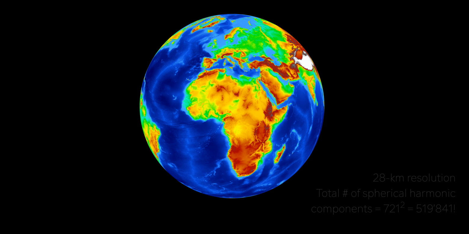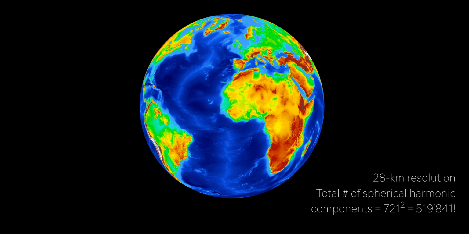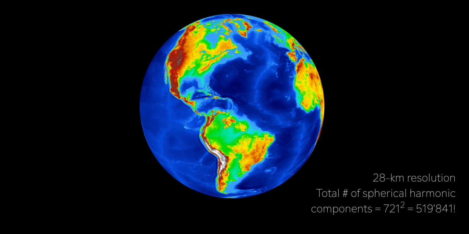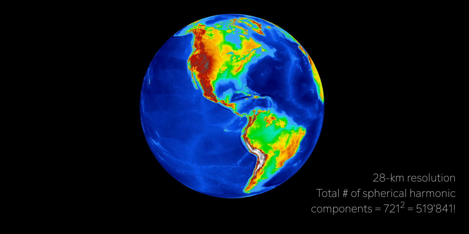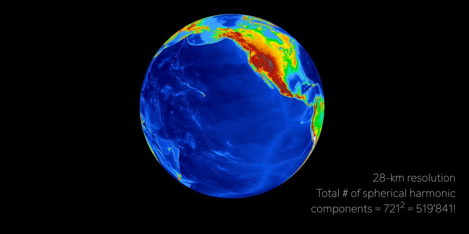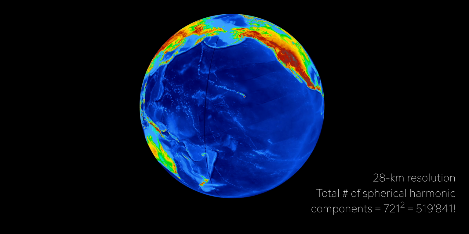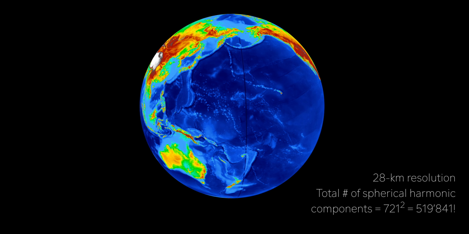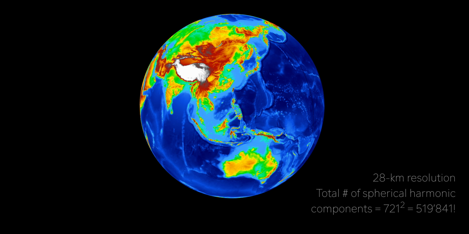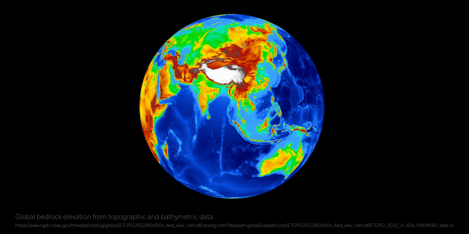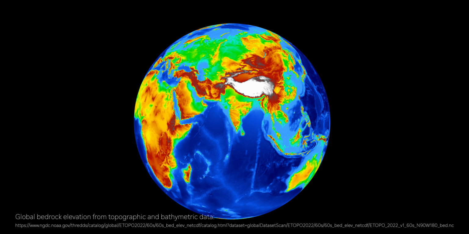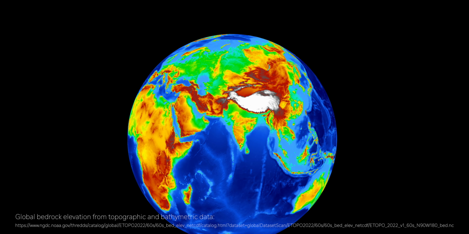The resolution of any image created by spherical harmonics has an angular value in radians of pi divided by L max. Given L max is equal to 720 and the radius of the Earth is 6,378 kilometers, we obtain a resolution of 28 kilometers. As such, the island of Malta, due south of Sicily, is just about resolved.